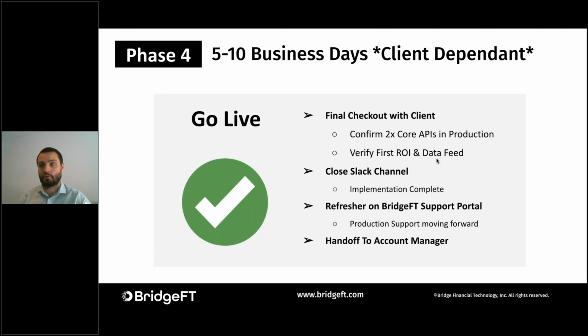And this is a much quicker, 5 to 10 business days. It is a bit client dependent, but we'll just do a final checkout to make sure that our 2 core APIs are in production. There's no issues there. We want to walk through, kind of hold the hand, to make sure that the first ROI comes through and the data is flowing, and just make sure there's no final questions there. And then we'll transition off of the Slack channel to our full-time production support portal, and then hand it off to the account manager. So that covers the implementation journey in the 4 phases.